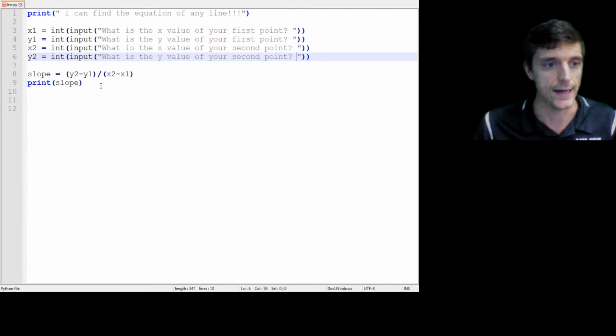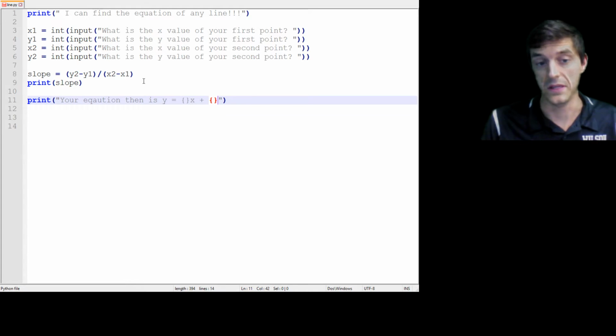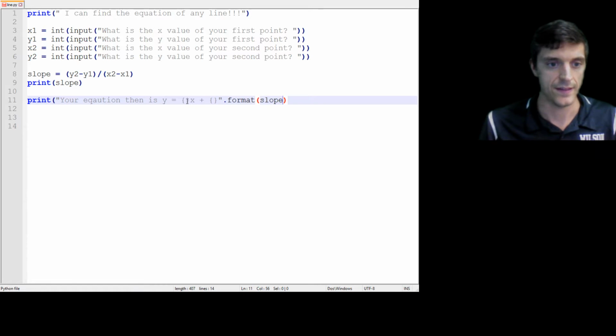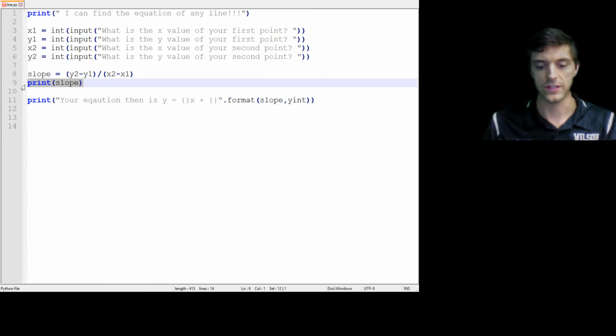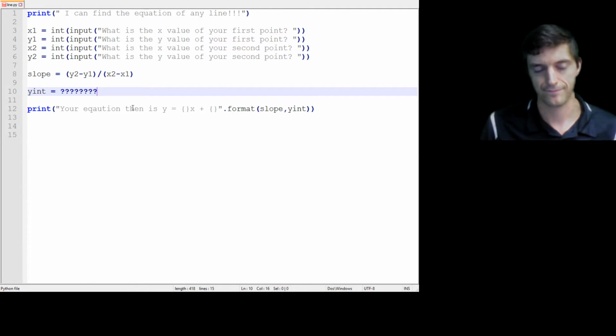In case you didn't know this, our equation is going to be y equals x plus b, basically, right? And the first thing that I'm going to be putting in there is going to be our slope, right? This is like my m value. And the second thing that I'm going to be putting in there is going to be the y-intercept, right? So really all I have to do now is find a way of getting the y-intercept, right? So y-intercept is equal to, now that's the big unknown, right?